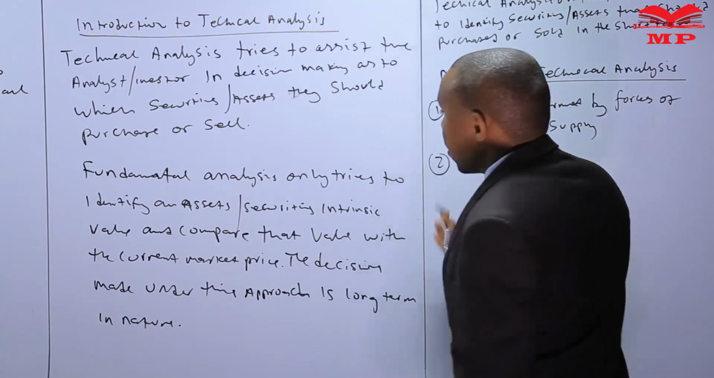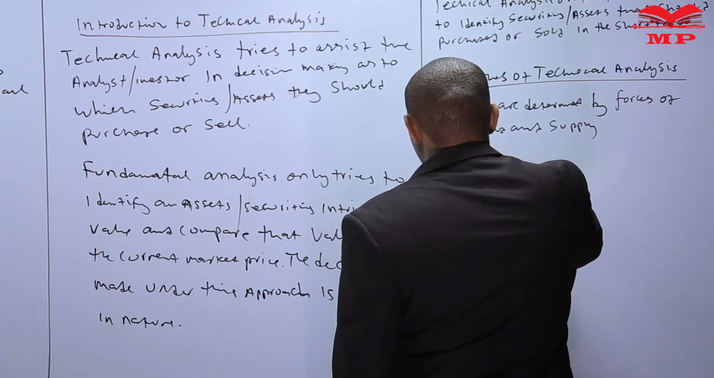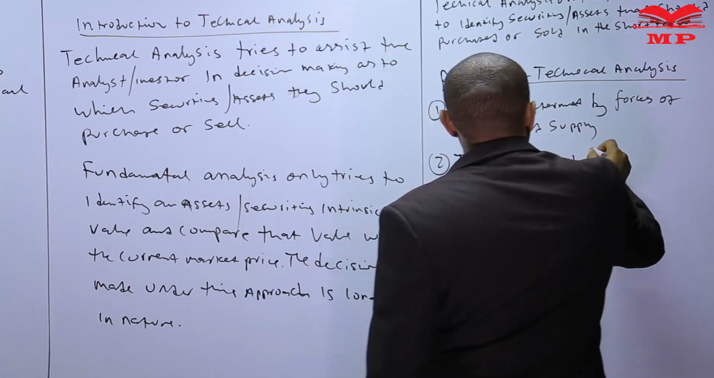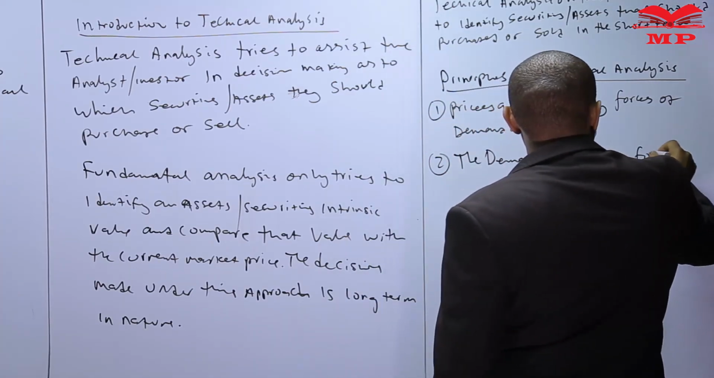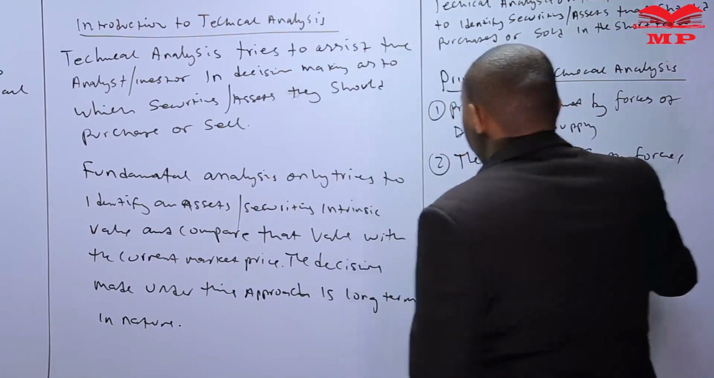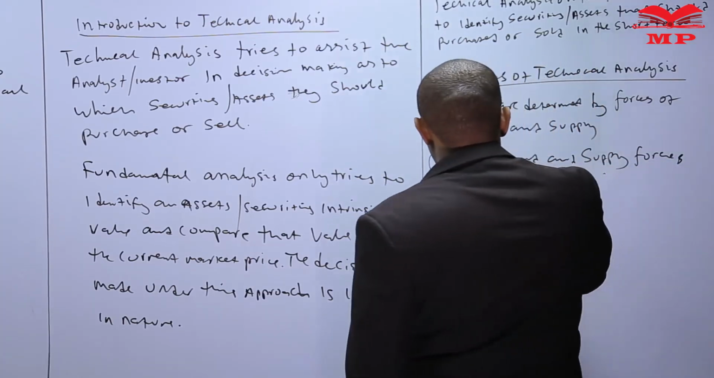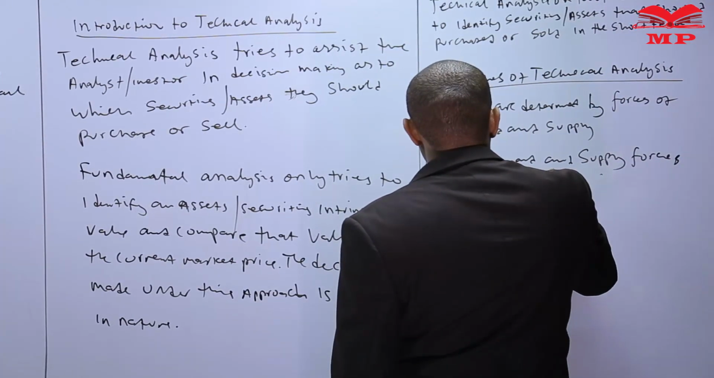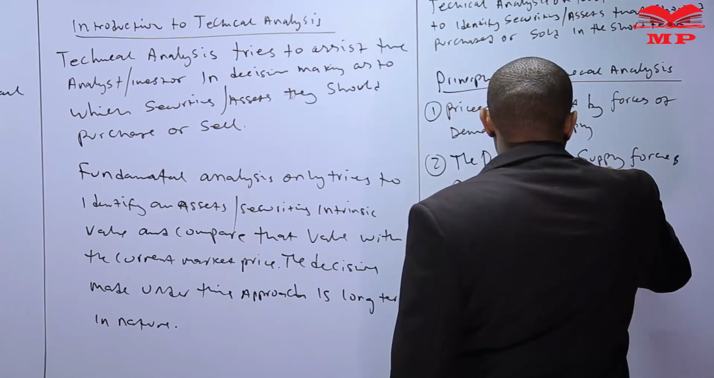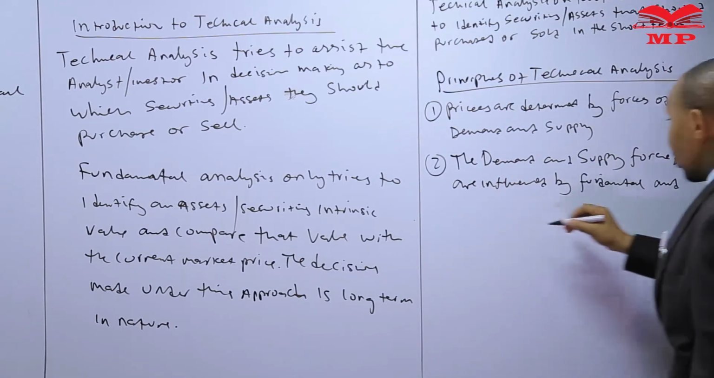Number two, the second principle states as follows, that the demand and supply forces, we're talking about that demand and supply curve there, are influenced by fundamental and psychological factors.